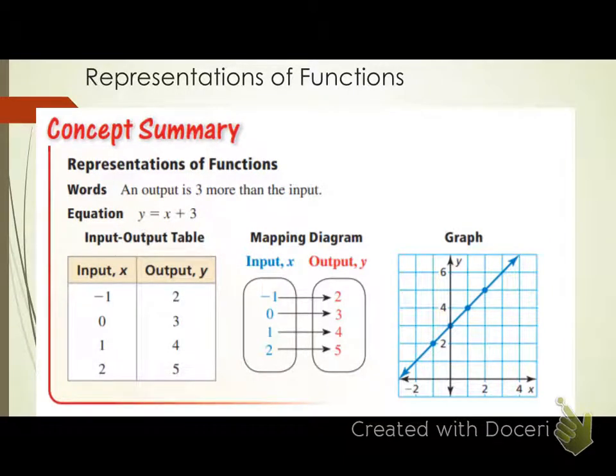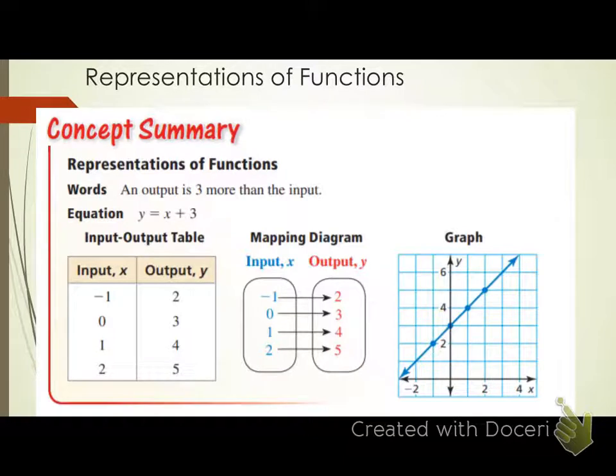This is just a representation of functions, just a little concept summary. This is just different ways you can represent a function. So you can represent it with a phrase or words: output is 3 more than the input. That can be translated to an equation. Y would be our output, so our output is 3 more than our input. X is the input. So that would be our equation for that phrase.